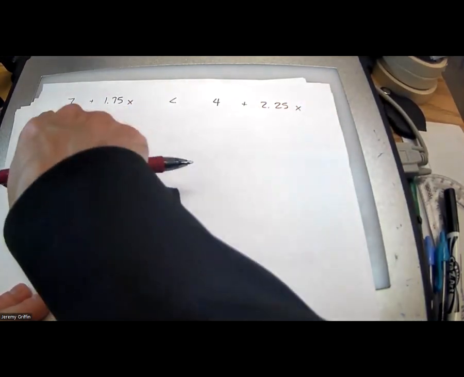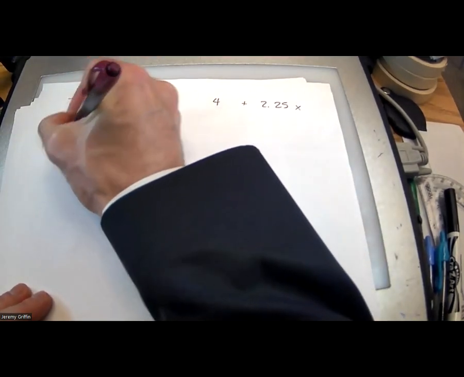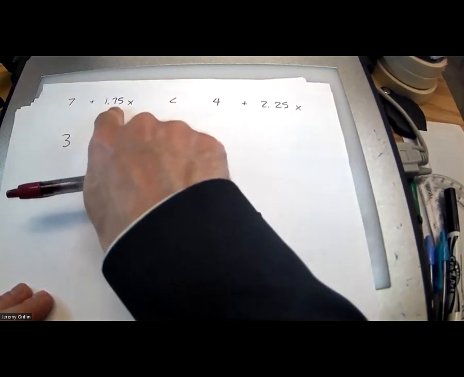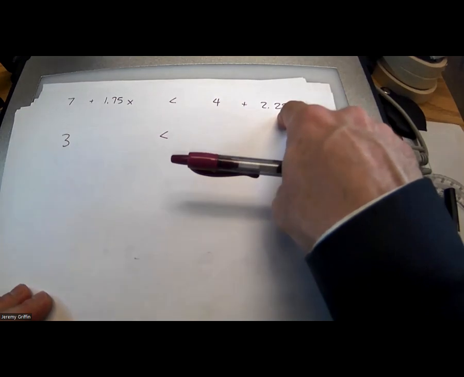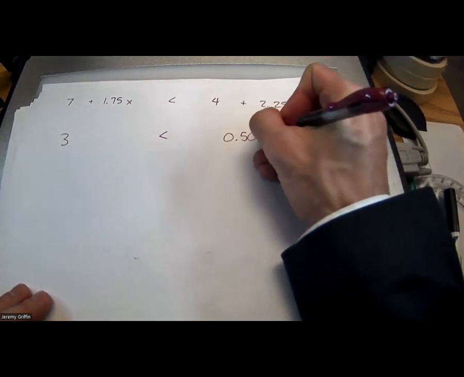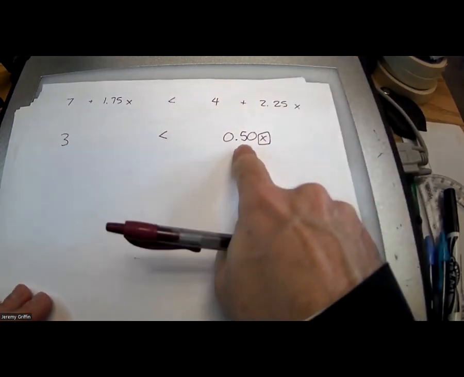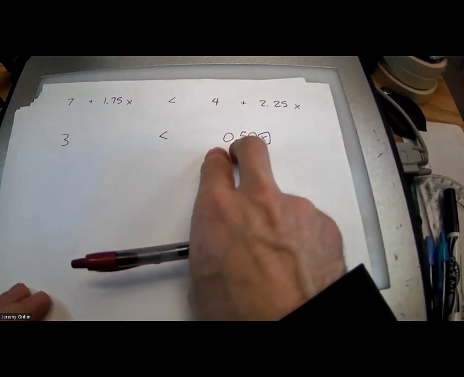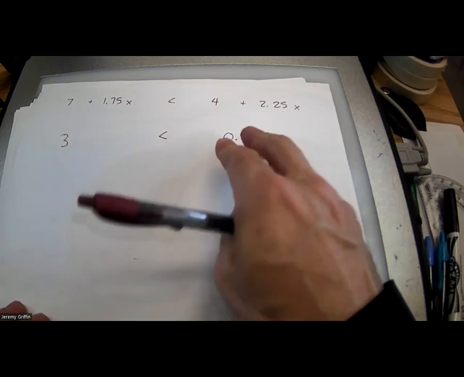So I'm going to subtract 4 over. 7 minus 4 is 3. And the other way, I'm going to subtract over $1.75. That looks like 50 cents, I think. 50 cents difference. Multiply both sides by 2 to get rid of this coefficient, or divide by 0.5, either way. Okay. 6.